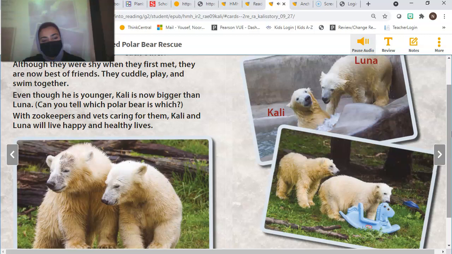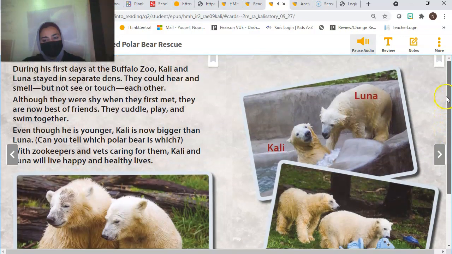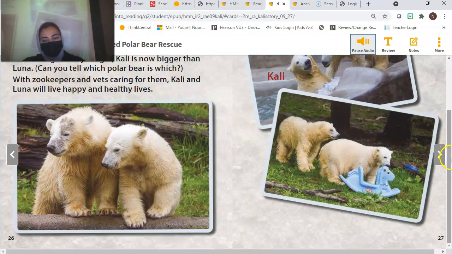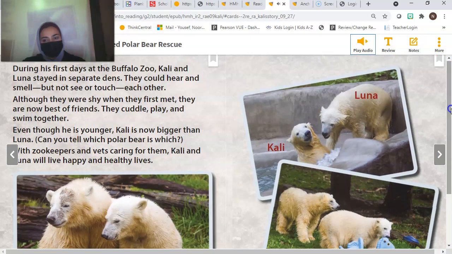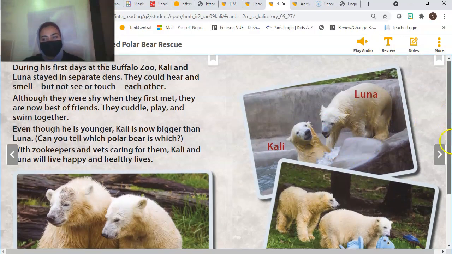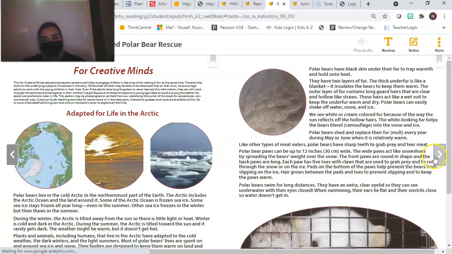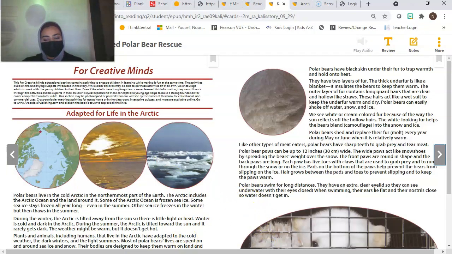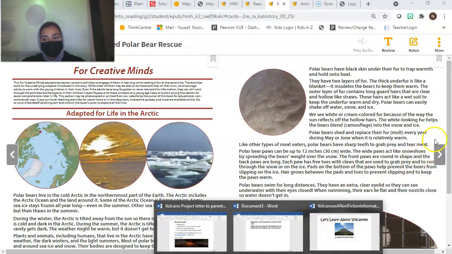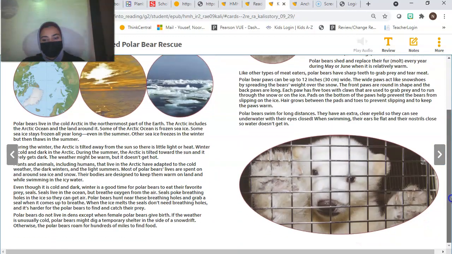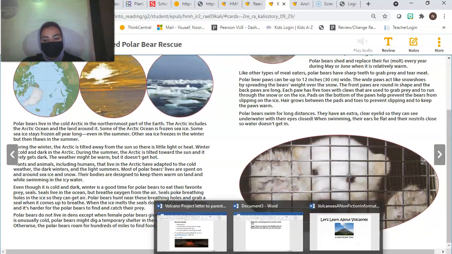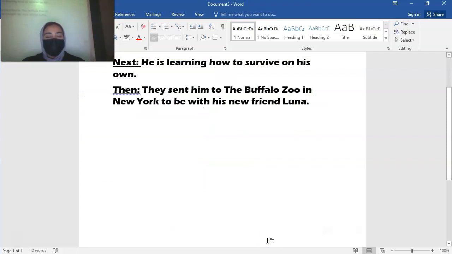Can you tell which polar bear is which? With zookeepers and vets caring for them, Cully and Luna will live happy and healthy lives. There's Cully, there's Luna. Oh, that's awesome. Oh, let's look at this picture at the bottom. There he is. Aw.